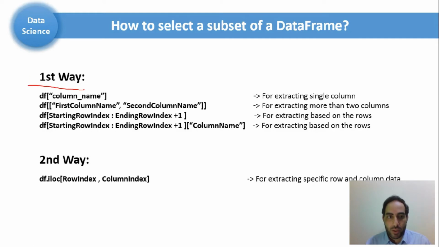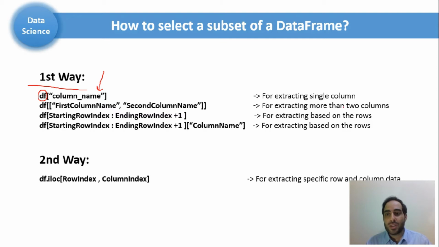The first way which we can use is by mentioning first the variable name or the object name, and then after that square brackets, and then inside we need to mention the column name which we want to extract. So if I want to extract a single column, I can write the name of the column between quotation marks. If you have a column like that in your data, that column is going to be extracted. So this is the first way how to do slicing for a single column.